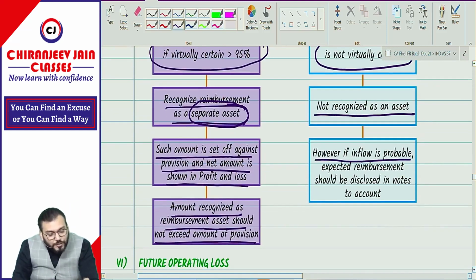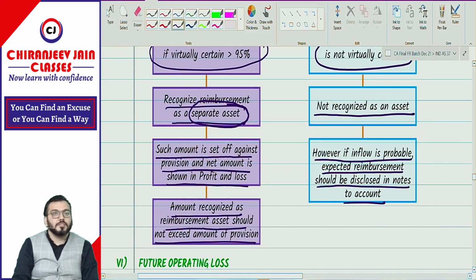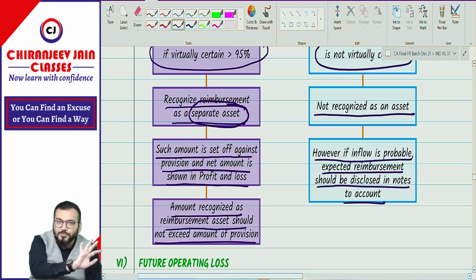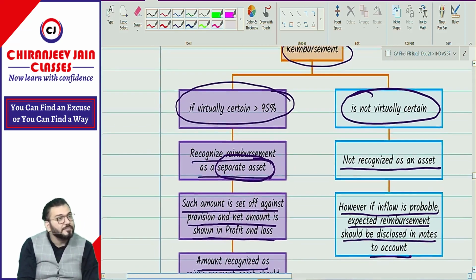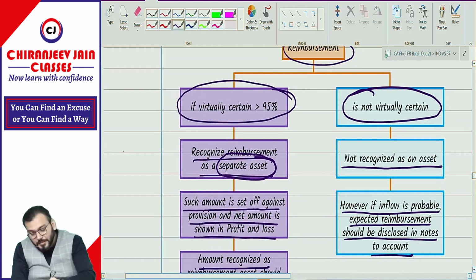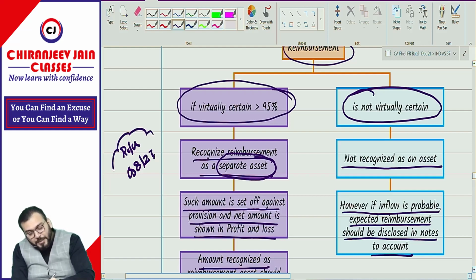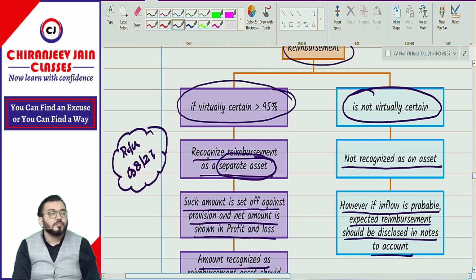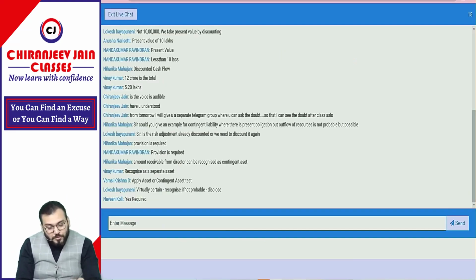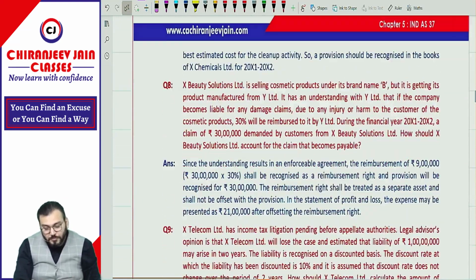However, if the inflow is probable, expected reimbursement should be disclosed in notes to accounts. If it is not probable, no treatment. Super easy. Correct? Refer to question number 8 and 27. Question number 8 and 27. Come to question 8.